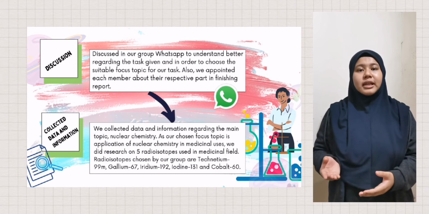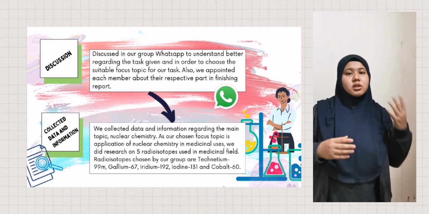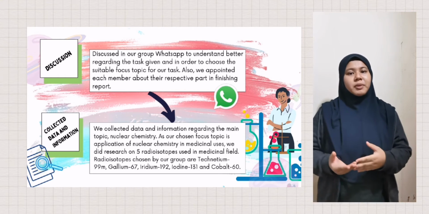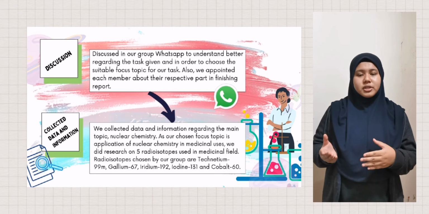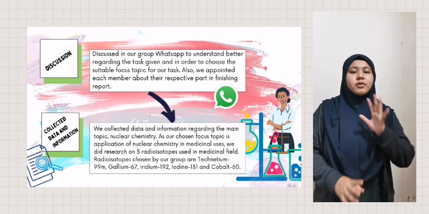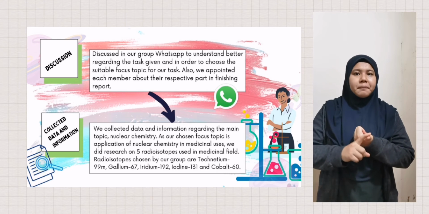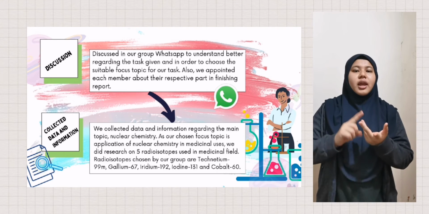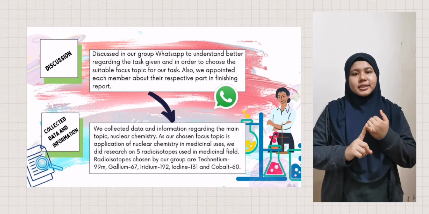Next is about collecting data and information. We collected data regarding our main topic, which is nuclear chemistry, and our focus topic, which is the application of nuclear chemistry in medicinal uses. For our focus topic, we have chosen five radioisotopes, which are technetium-99m, gallium-67, iridium-192, iodine-131, and also cobalt-60.